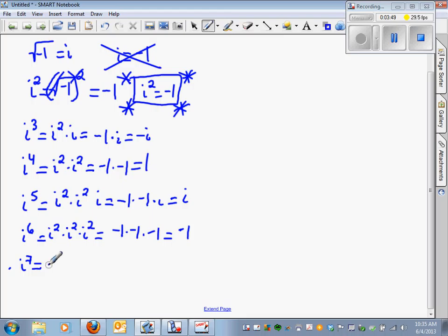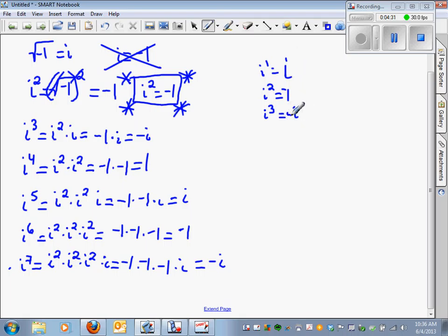I to the seventh would be I squared times I squared times I squared times I. Each of those I squareds is equivalent to -1. So -1 times -1 times -1 times I. Well, that, if we multiply, becomes -I, which is the same thing as I to the third. We have this pattern that is repeated. The pattern is I to the first is I, I squared is -1, I to the third is -I, and I to the fourth is +1.